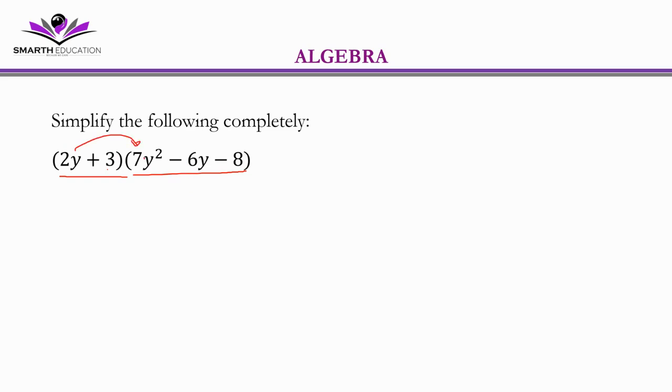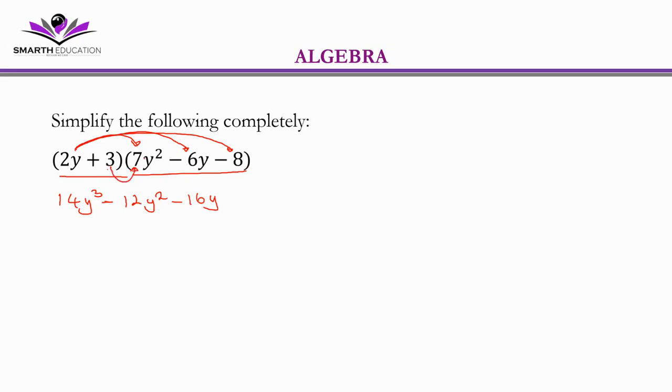2y times 7y squared, that is 14y cubed. Then 2y times negative 6y, that is negative 12y squared. And then 2y times negative 8, that is negative 16y. We have distributed 2y, now let's distribute 3.